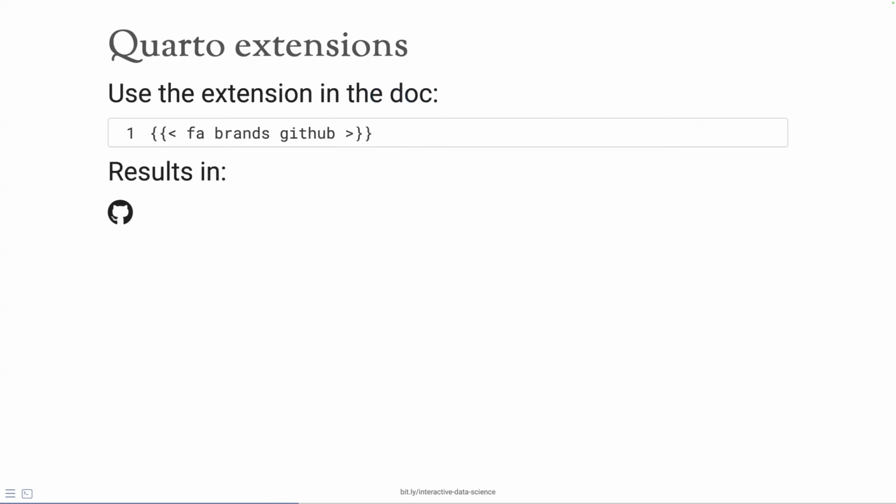And then to use the extension of the doc, anywhere that I want to put, say, a GitHub icon, I put this short code with the curly braces. And then when I actually render the document, it results in the GitHub icon. So that's an example of a Quarto extension.